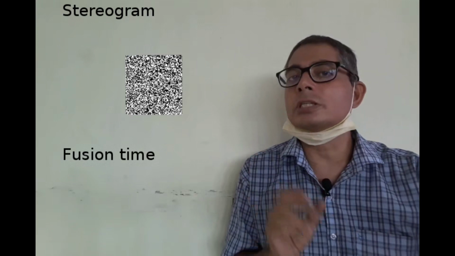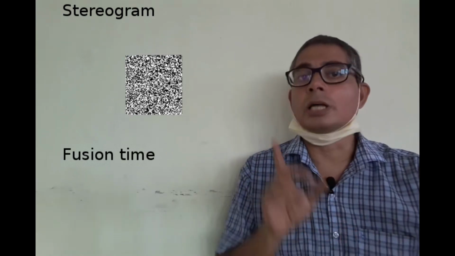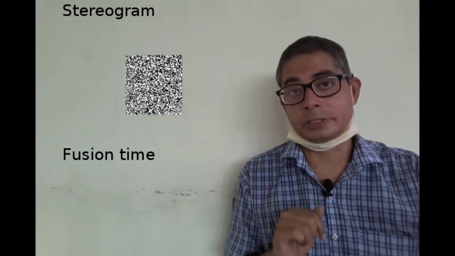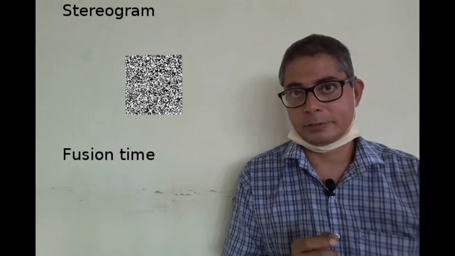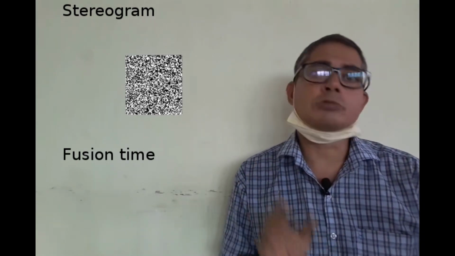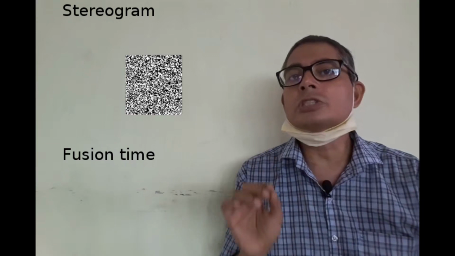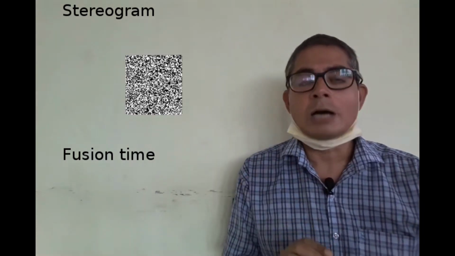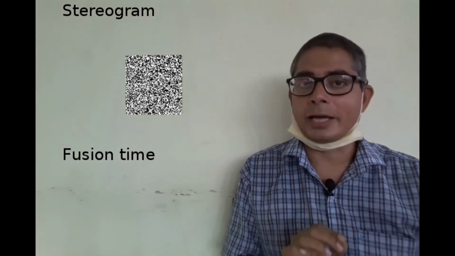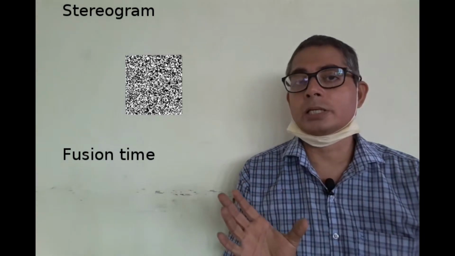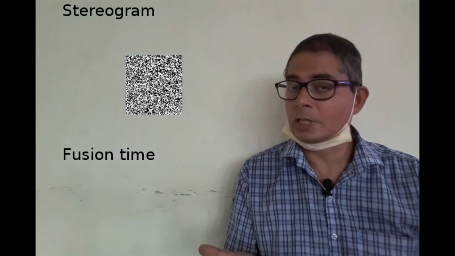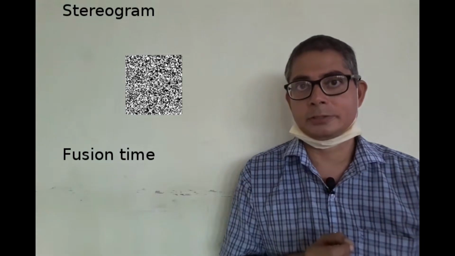This amount of time is called the fusion time. It depends on the image and also on the person who is viewing the images. Some researchers wanted to know if this fusion time may be reduced by telling the person beforehand about the 3D object they were supposed to see, like a floating square in this case.